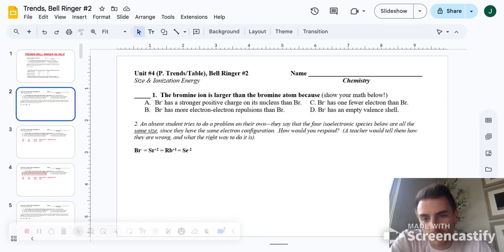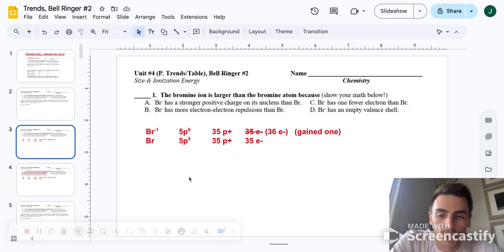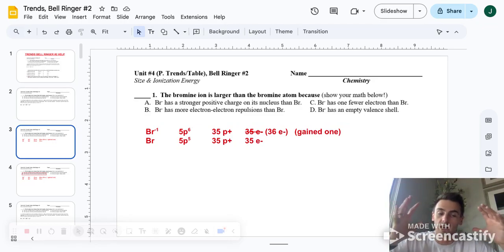So, number 1 says the bromine ion. Bromine we know wants to be -1. I don't have to tell you that. You should know that's the ion. Is larger than the bromine atom because. So, right away, if we think about it, bromine is 5p5. If it gains 1, it's 5p6. That doesn't really help us understand why it's larger, because 5p6 and 5p5 are basically the same thing.